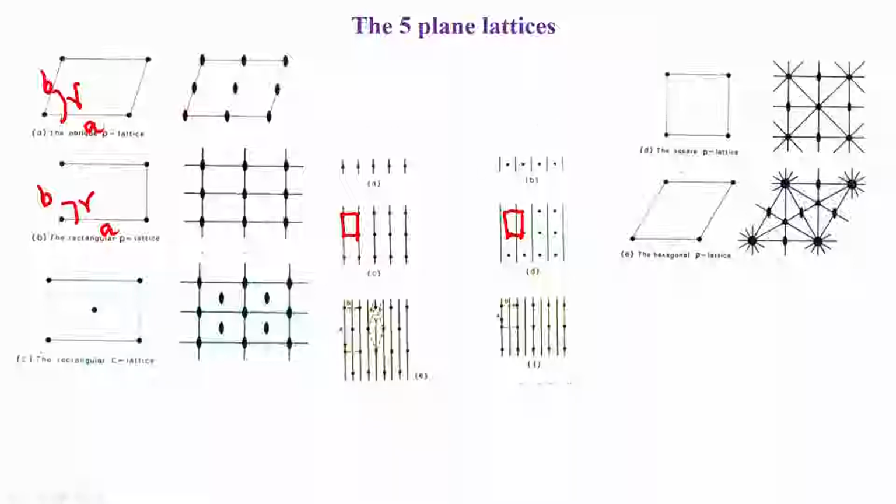Both of them represent the one dimensional lattice, and the corresponding 2D lattices are shown in C and D. Both C and D now represent a rectangular lattice, but this now is a primitive lattice because the total number of points add up to 1. So, the number of lattice points is 1 and therefore, we have a P lattice.